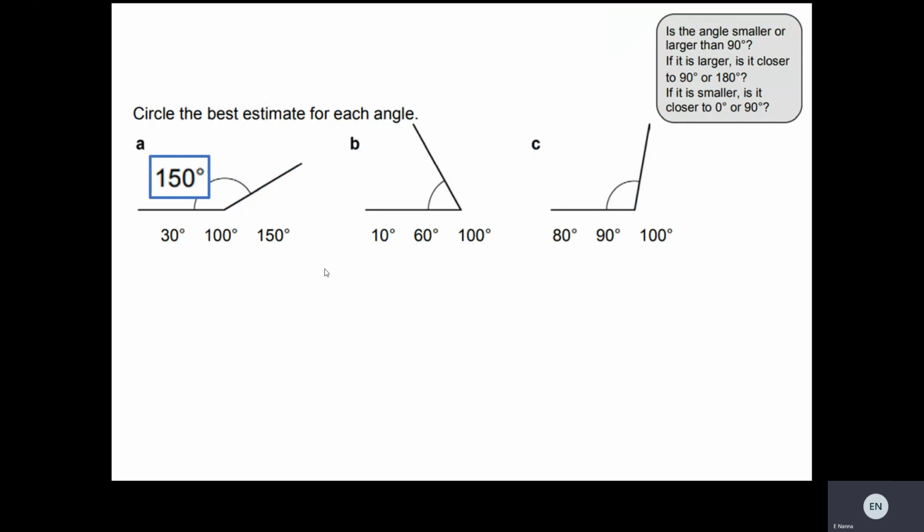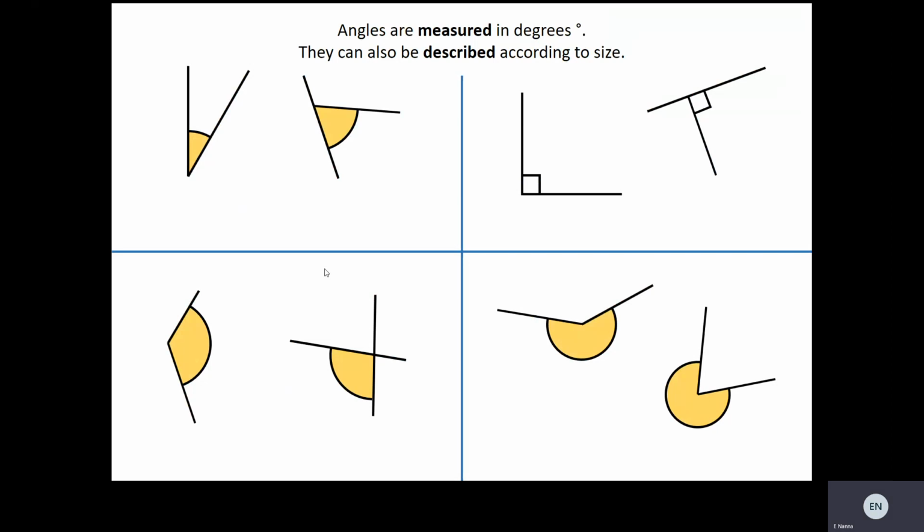Okay, next question, 10, 60, or 100. So this will be less than 90 degrees. Well done if you took 60 degrees. Well done. Next question, 80, 90, or 100. 100 degrees, so you're very correct. Well done.